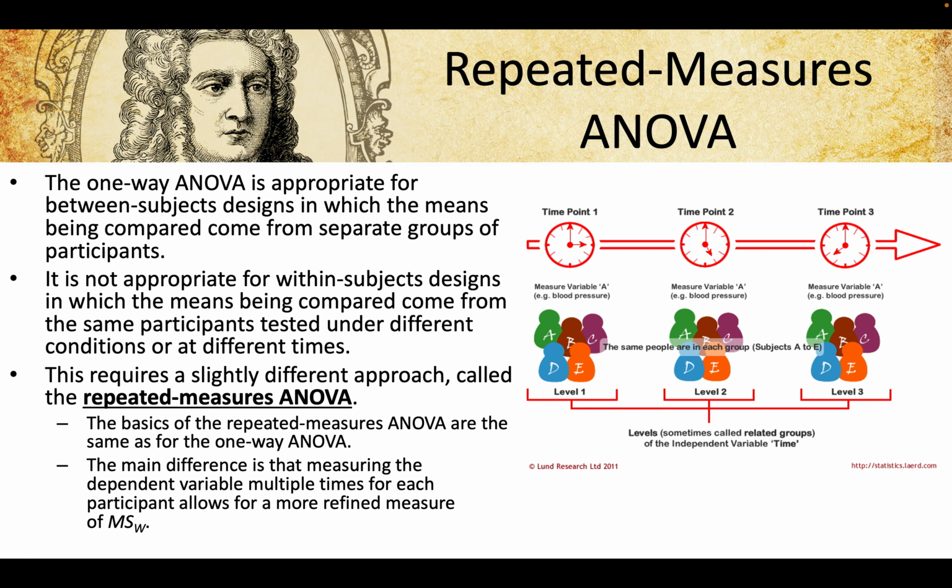The one-way ANOVA is appropriate for between-subjects designs in which the means being compared come from separate groups of participants. It is not appropriate for within-subjects designs in which the means being compared come from the same participants tested under different conditions or at different times. This requires a slightly different approach called the repeated measures ANOVA. The basics of the repeated measures ANOVA are the same as for the one-way ANOVA. The main difference is that measuring the dependent variable multiple times for each participant allows for a more refined measure of MSW.